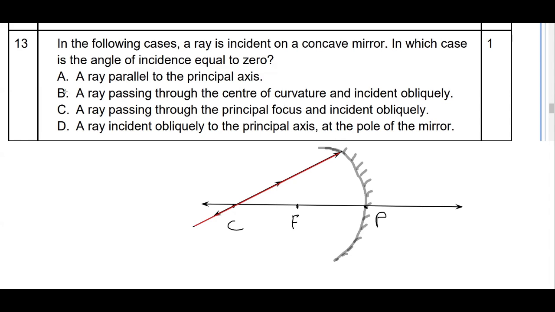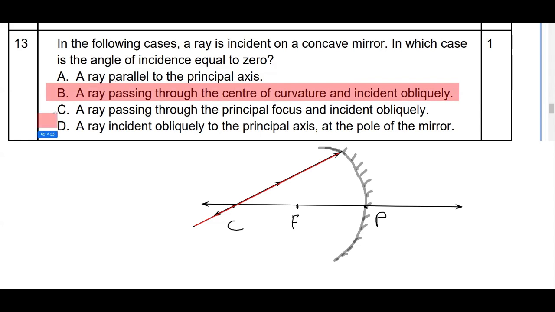Now, if I look into the options, I can see that parallel to the principal axis is not correct. As you know, a ray parallel to the principal axis after reflection will pass through the focus. And a ray passing through the center of curvature and incident obliquely with an angle, right? So as far as I can say, this is the correct option here.